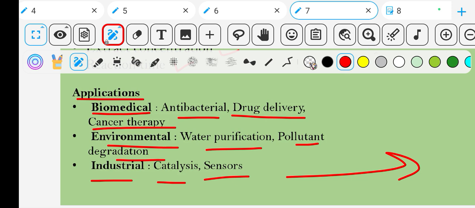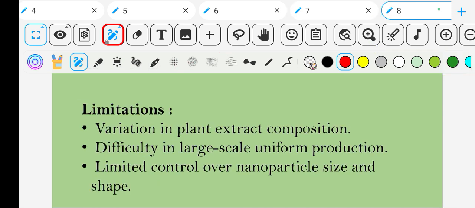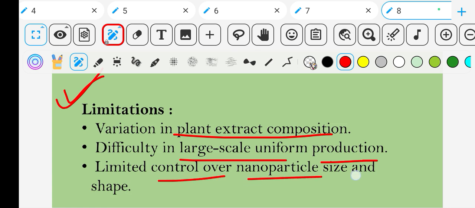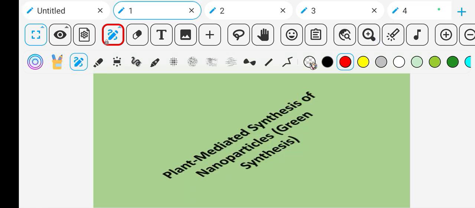So after the whole experiment, we have some limitations, like variation in plant extract composition. It can be very difficult to achieve large scale uniform production of nanoparticles, and there is limited control over nanoparticle size and shape. So here we have completed this topic, plant mediated synthesis of nanoparticles through green synthesis.